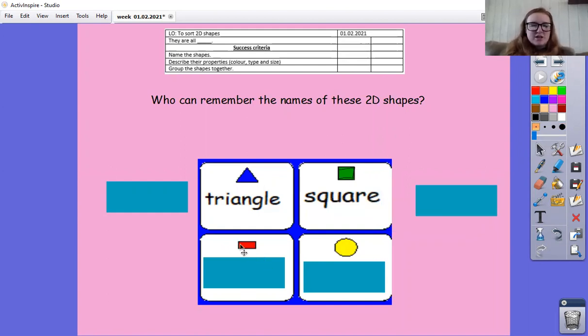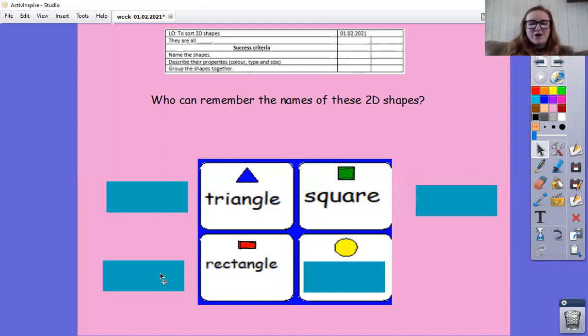Let's look at our next shape. So this shape has 1, 2, 3, 4 straight sides. This shape has 4 straight sides. Are all those sides equal? Have a little look at it. No. So it has 4 straight sides, but they are not all equal. What shape is this? Shout it out if you know the answer. It is a rectangle. Fantastic.